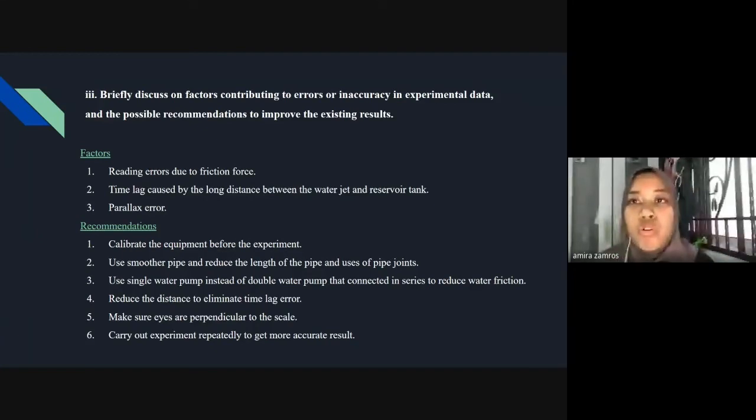So the recommendations to overcome these factors are, first, calibrate the equipment before the experiment, use smoother pipe, and reduce the length of the pipe and the use of pipe joints. Use a single water pump instead of a double water pump connected in series to reduce water friction. So basically, recommendations 1 and 3 are to reduce the friction force. Next, number 4 is to reduce the distance to eliminate time lag error. Make sure eyes are perpendicular to the scale and carry out the experiment repeatedly to get more accurate results.